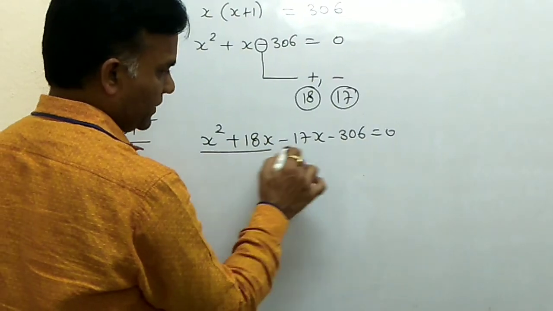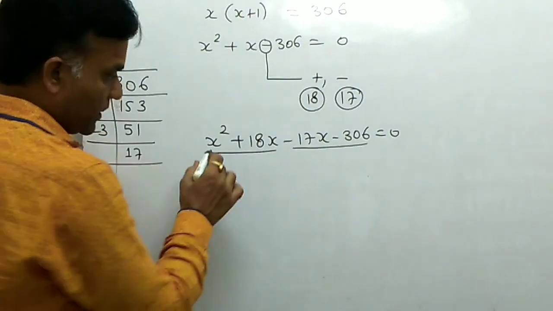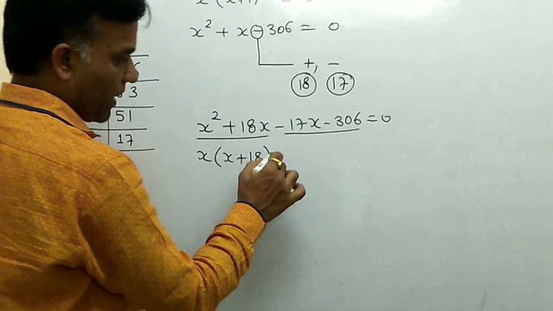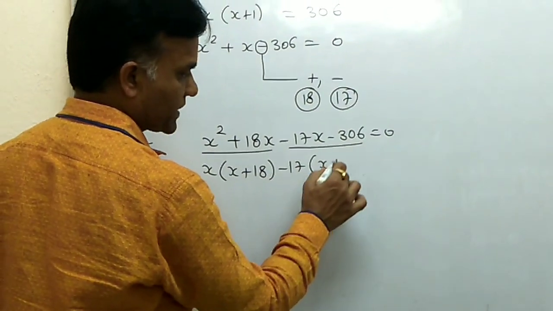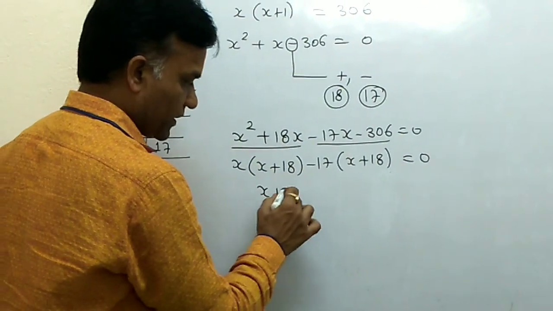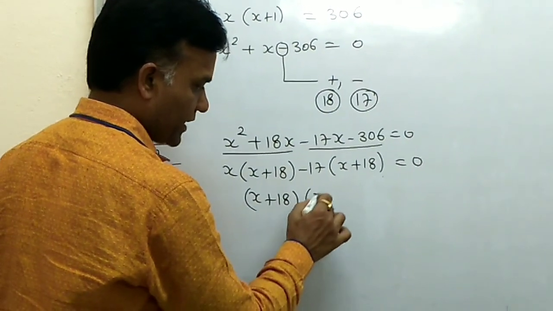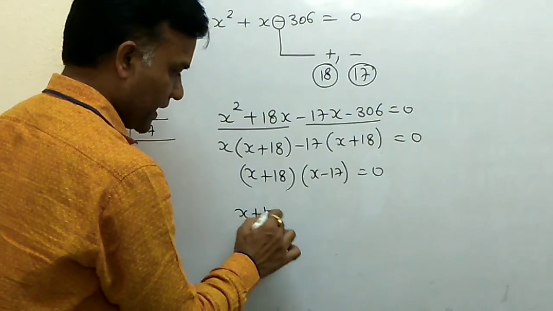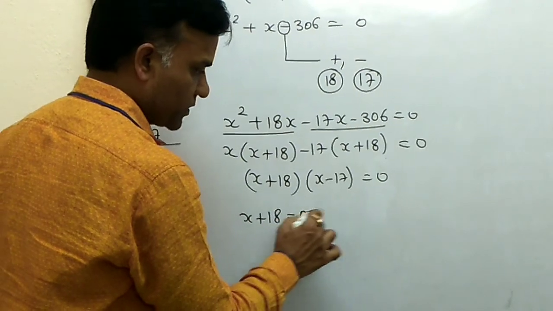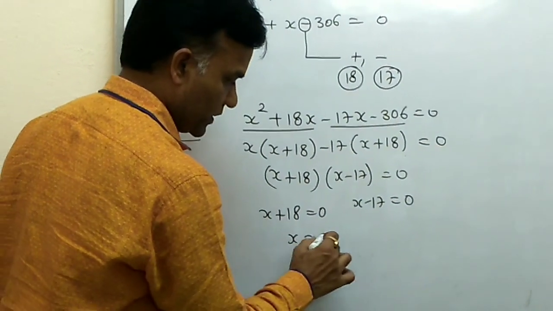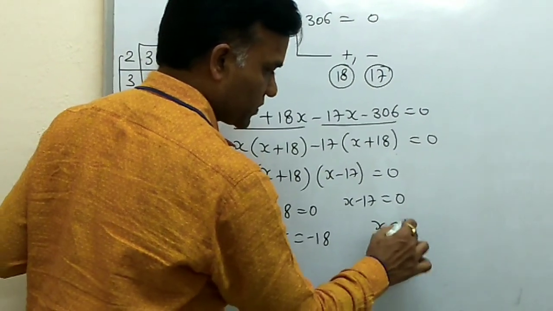Okay, so you underline a pair of numbers here, and now you take x common, so x plus 18, then minus 17 common here, x plus 18 again, and then equal to 0. So there are two factors, x plus 18 and x minus 17, which is equal to 0. So x plus 18 equal to 0 and x minus 17 equal to 0. So x equal to minus 18 and x equal to 17.